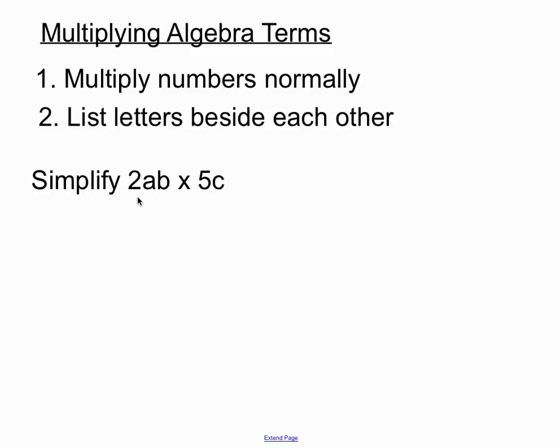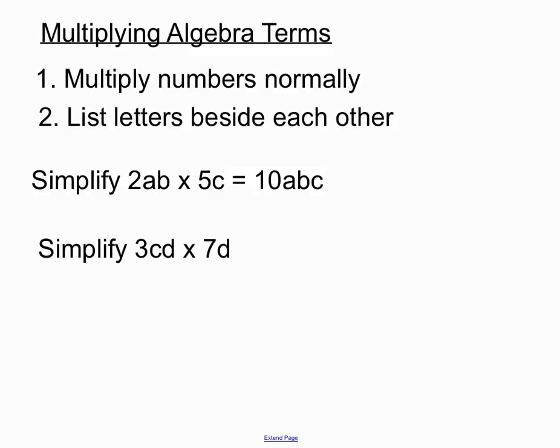Here we have simplify 2ab times 5c. So step 1, multiply the numbers normally. 2 times 5 makes 10 normally. So let's just get that down as the first part of our answer. And the second bit's not too hard either. We just list all the letters beside each other in the question. So we have an A, a B and a C, and they just get listed straight after the 10. So pretty straightforward in the first part of this section anyway.